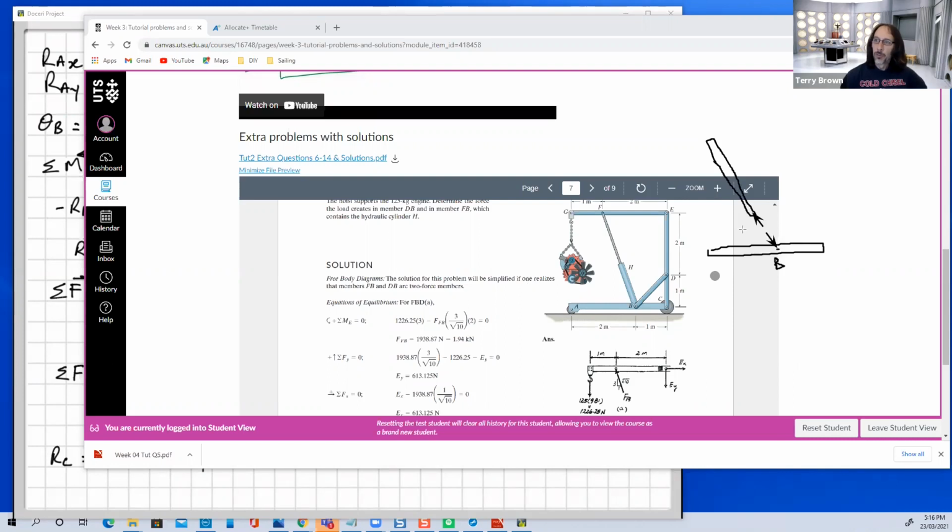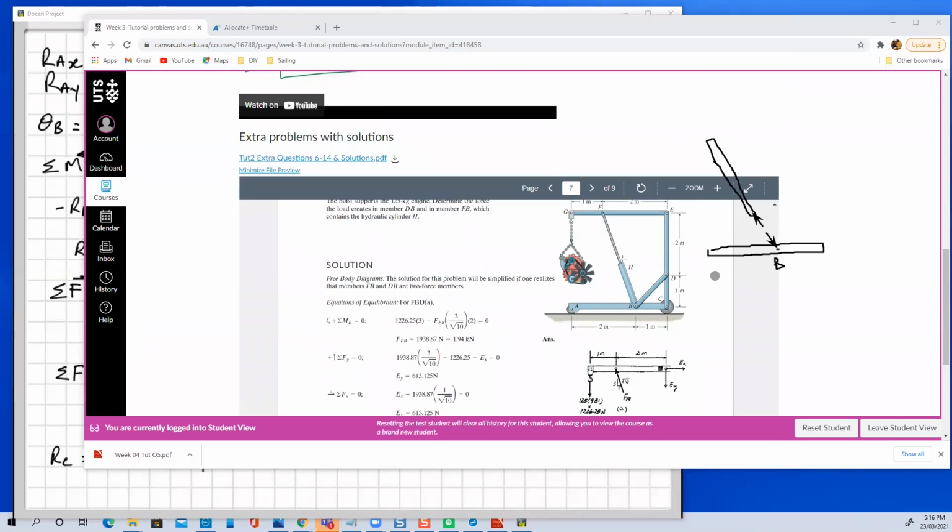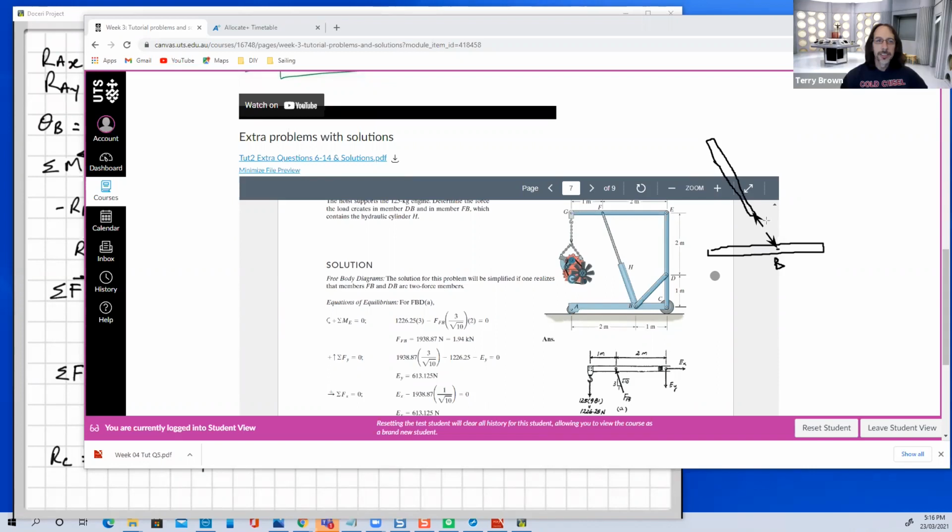If it wasn't, let's say there was another force acting on here, then the same thing applies. So you've still got to follow your process. If it's not a 2-force member, then you just have to go, okay, well, this is like that, and then on here you'd have the opposite.